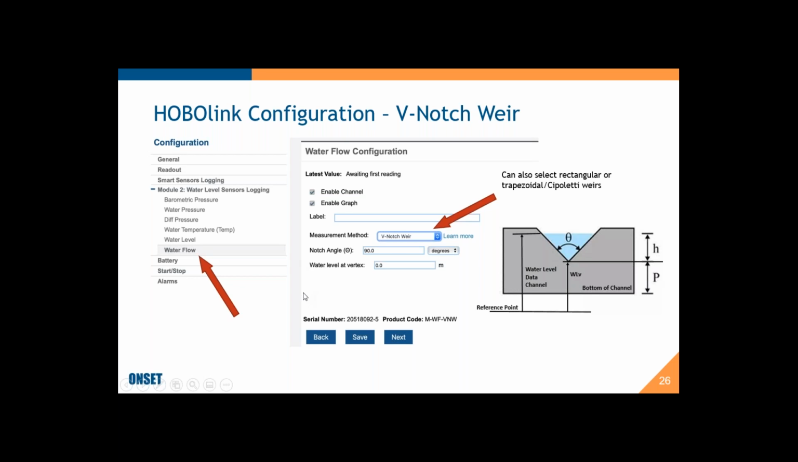So that's how you'd enter in for V-notch Weir. It would be similar for a rectangular Weir or a trapezoidal Weir. So I'm going to switch over to our questions just to see if there's any that relate to this.